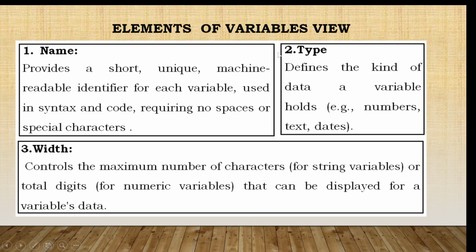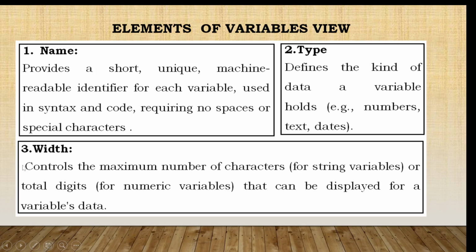The second one is the type of the variable. You define the kind of data your variable is holding. If your variable, for example, is numeric, then it is a number, and you have to identify that it is a number there. If it is text, then it is a string, and there are also dates, etc.